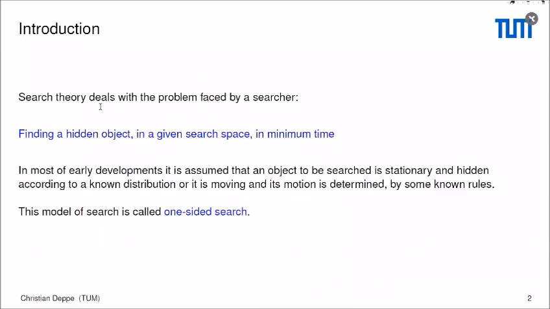In traditional search theory, the goal is to find a hidden object in a given search space in minimum time. And the object is stationary and hidden and not moving. And this model is called one-sided search.